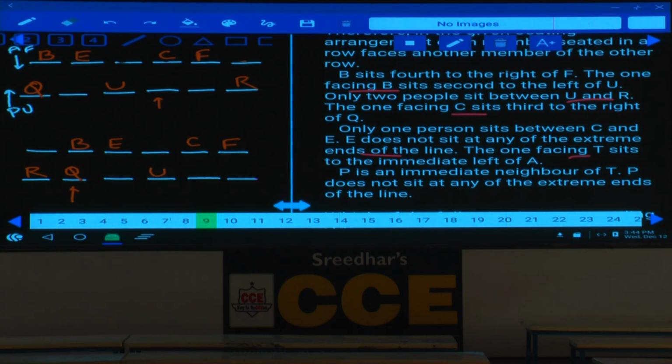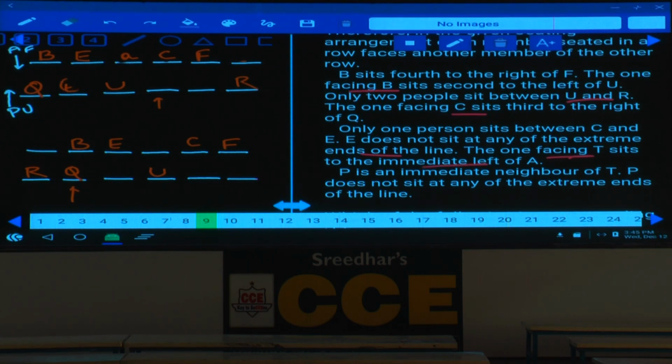The one who is facing T sits to the immediate left of A. The one who is facing T sits to the immediate left of whom? Immediate left of A. Now if T is here, the one who is facing T sits to the immediate left of A, then tell me whether T can be at this place or not. If T is here, then A will be here. Then that person is seated to the right of A, but not to the left of A. The one facing T sits to the immediate left of A.